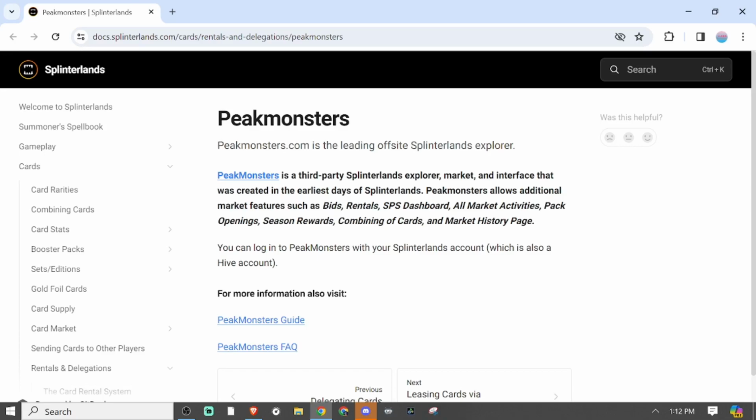PeakMonsters allows additional market features such as bids, rentals, SPS dashboard, all market activities, pack openings, season rewards, combining of cards, and market history page. So using rentals is the number one reason why I use PeakMonsters.com.